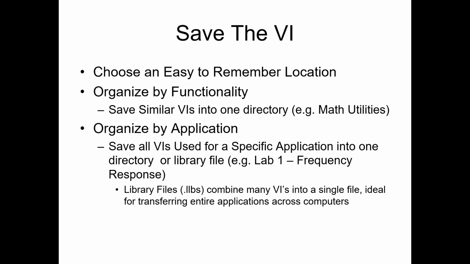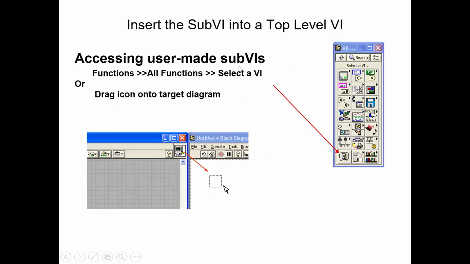Then you just save the VI. If you want to access that particular VI, go to this point, then select a VI, choose that particular VI and drag it into the block diagram. This is how we can create the SubVI.